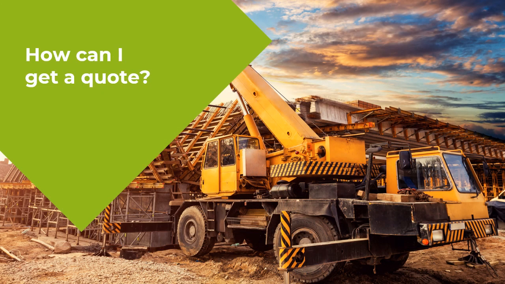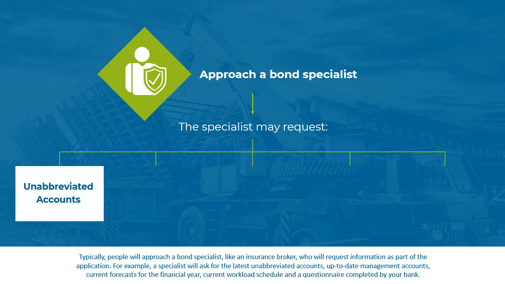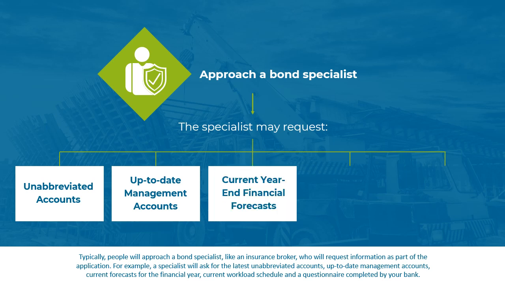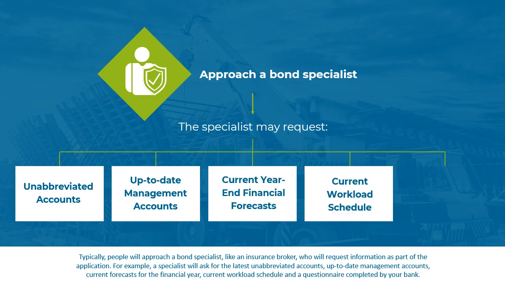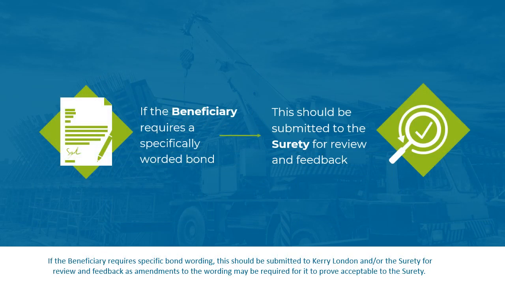How can I get a quote? Typically, people will approach a bond specialist, like an insurance broker, who will request information as part of the application. For example, a specialist will ask for the latest unabbreviated accounts, up-to-date management accounts, current forecasts for the financial year, current workload schedule, and a questionnaire completed by your bank. If the beneficiary requires specific bond wording, this should be submitted to Kerry London and/or the surety for review and feedback, since amendments to the wording may be required for it to prove acceptable to the surety.